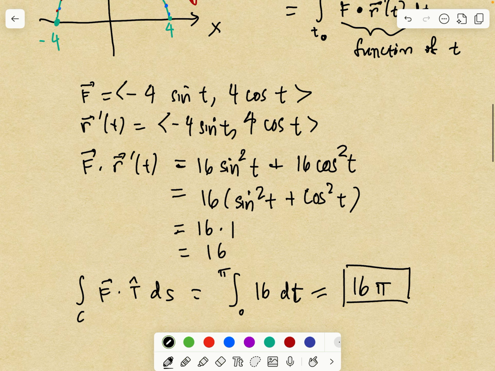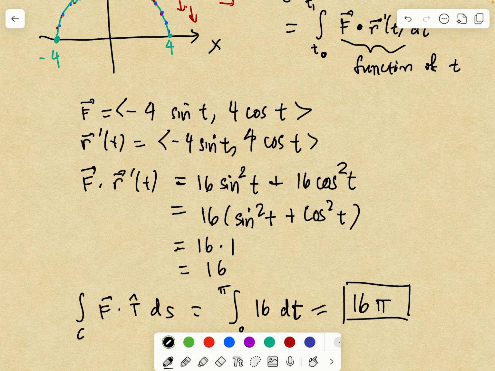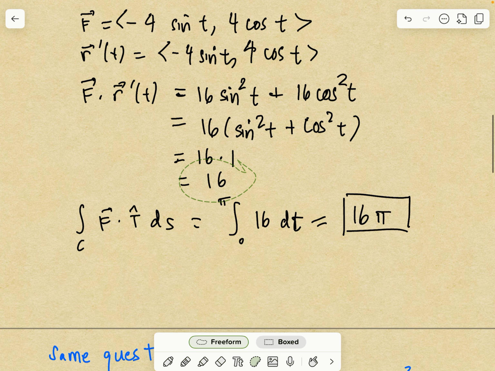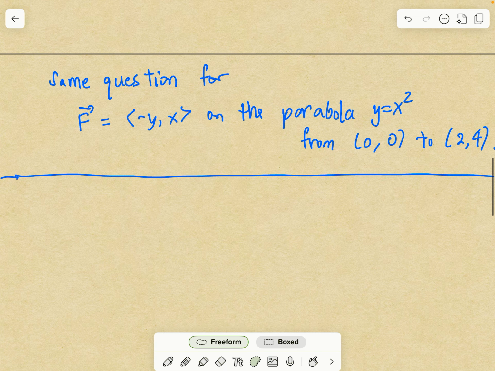Now normally, this example was a little too simple maybe, because normally your f dot r prime of t will not just be a constant. It'll actually have t's in it, right? So you might get like t squared or something, and then you have to integrate that from 0 to pi. Okay, let's do another example.